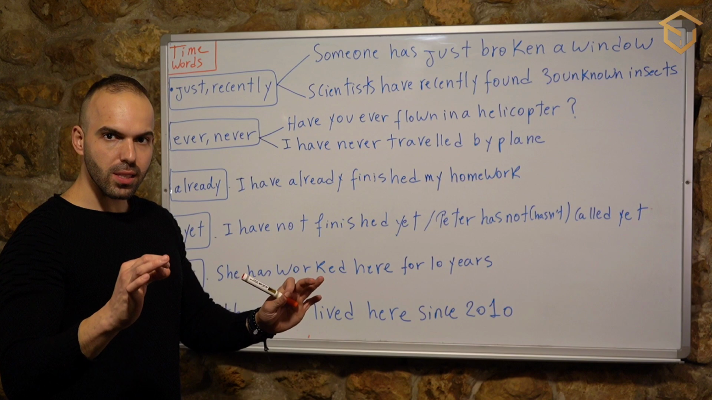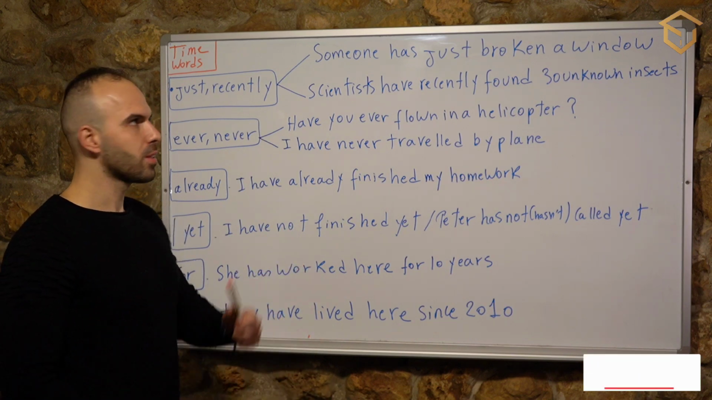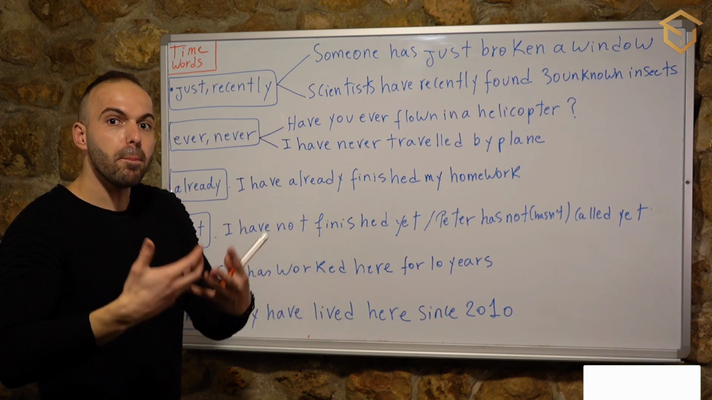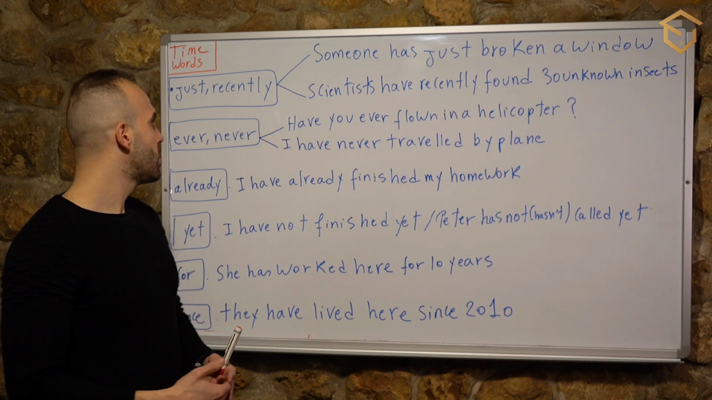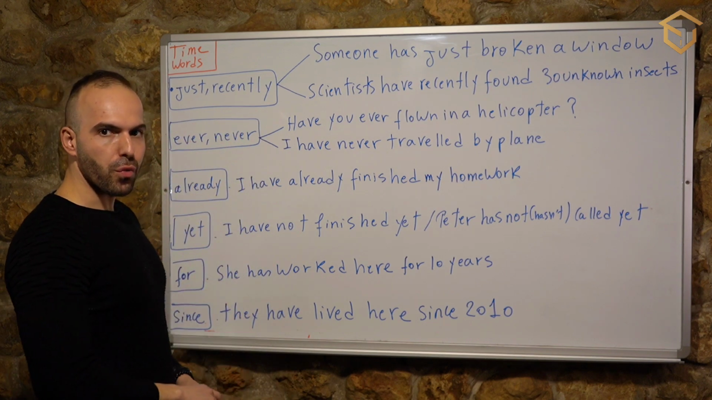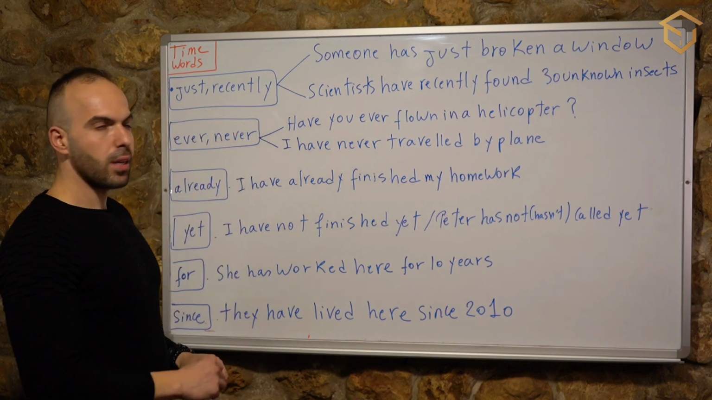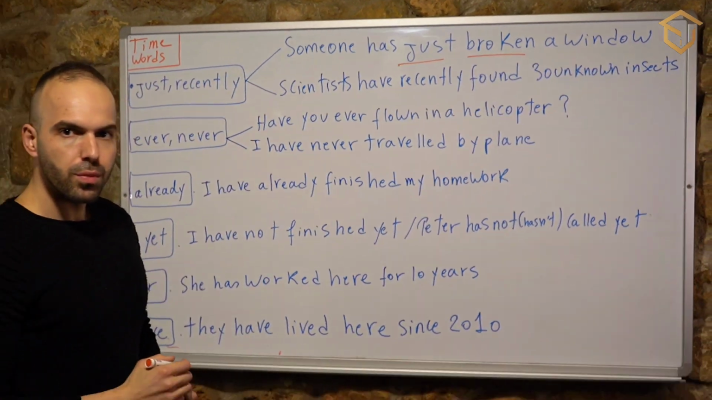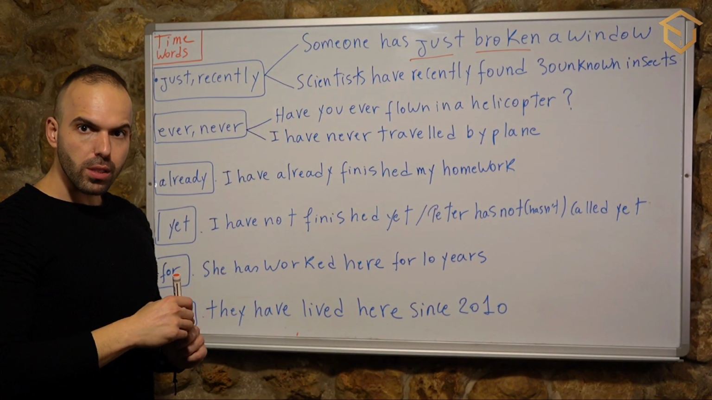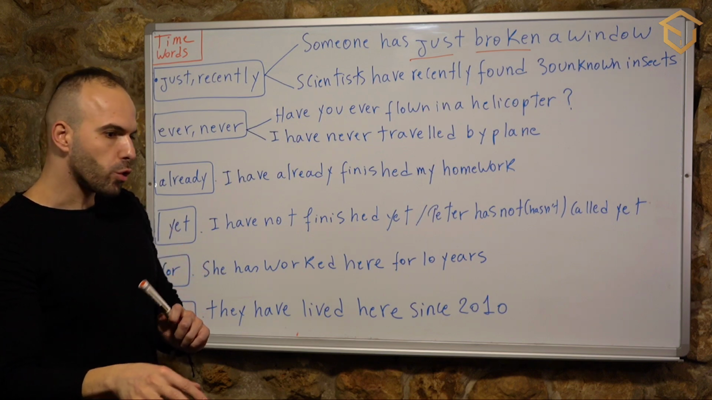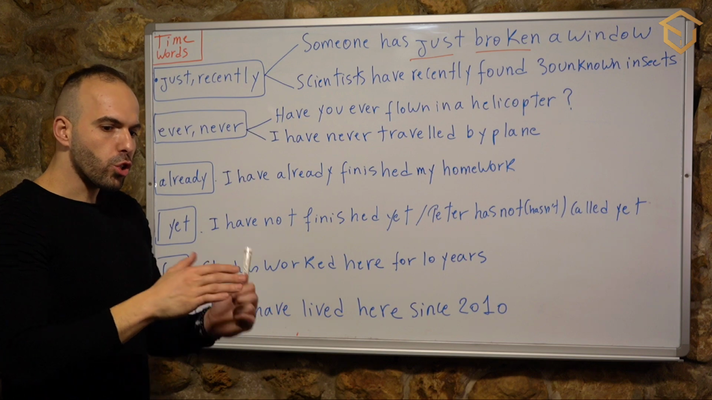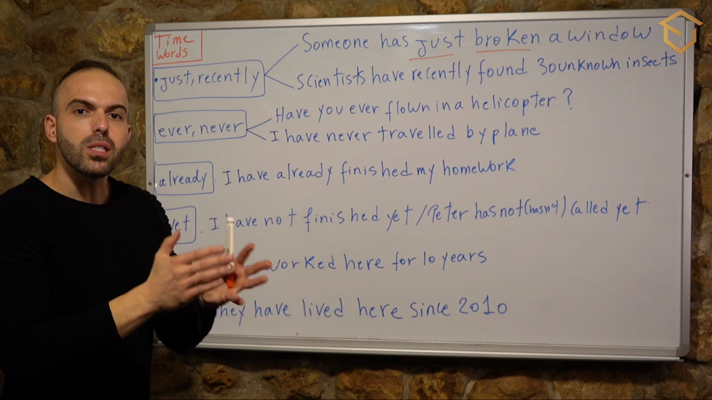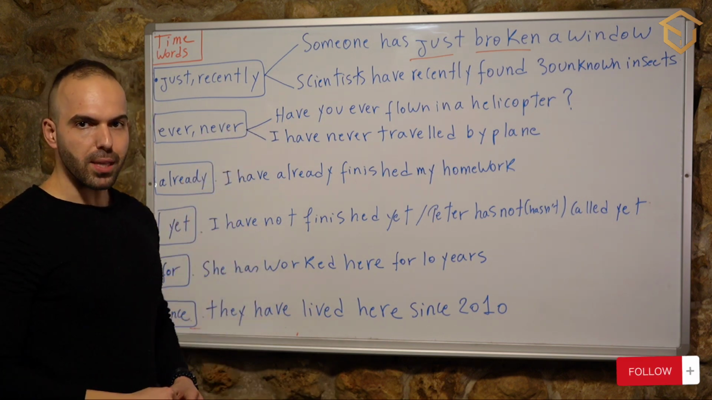Moving now to the last and very important section, the time words. We use some time words with the present perfect simple to help express the meaning of these sentences. Let's just focus on the first category of words: just and recently. Someone has just broken a window. Has just broken a window. Just doesn't mean now or 2 days ago or a minute ago. So just could mean maybe now, maybe a minute ago, maybe 2 minutes ago. So the time is not specific. So we can use it with the present perfect simple.